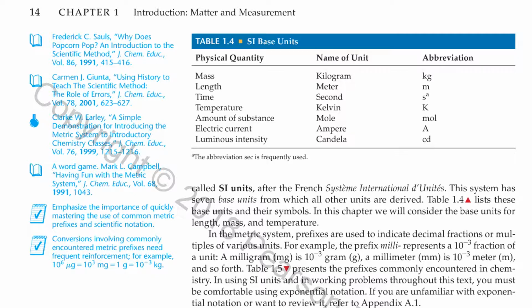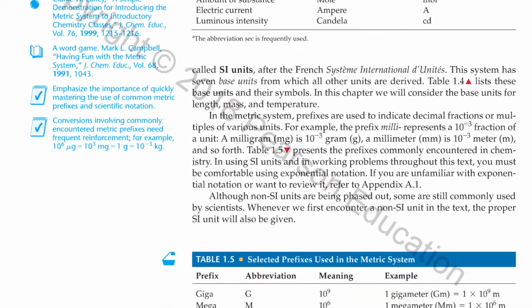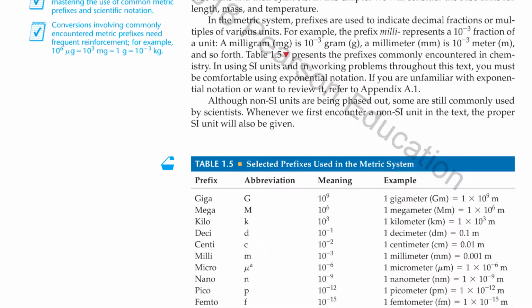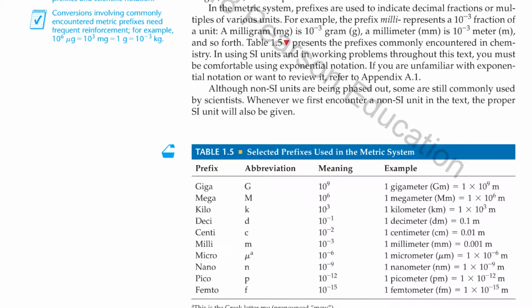Table 1.4 lists these base units and their symbols. In this chapter, we'll consider the base units for length, mass, and temperature. In the metric system, prefixes are used to indicate decimal fractions or multiples of various units. For example, the prefix milli represents a 10 to the negative 3 fraction of a unit. A milligram is 10 to the negative 3 gram. A millimeter is 10 to the negative 3 meter, and so forth. Table 1.5 presents the prefixes commonly used in chemistry.